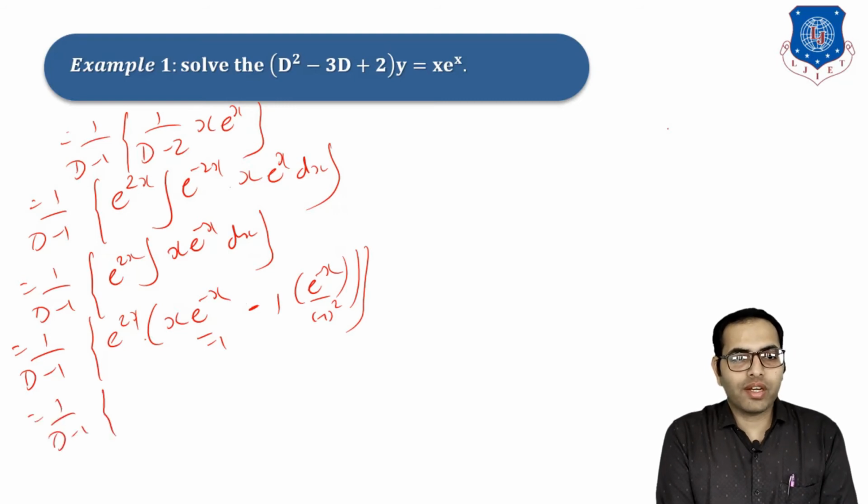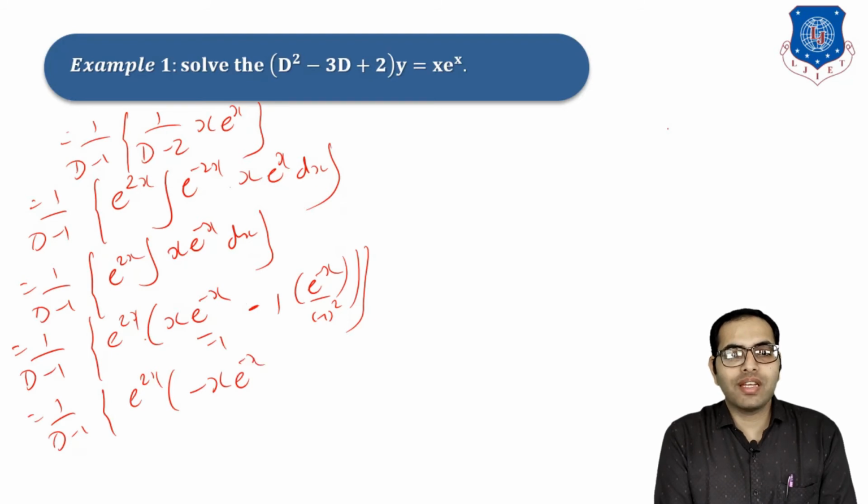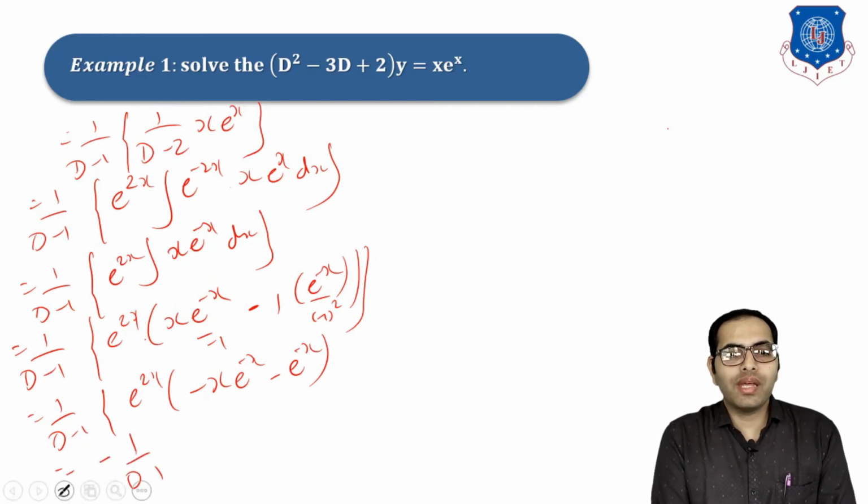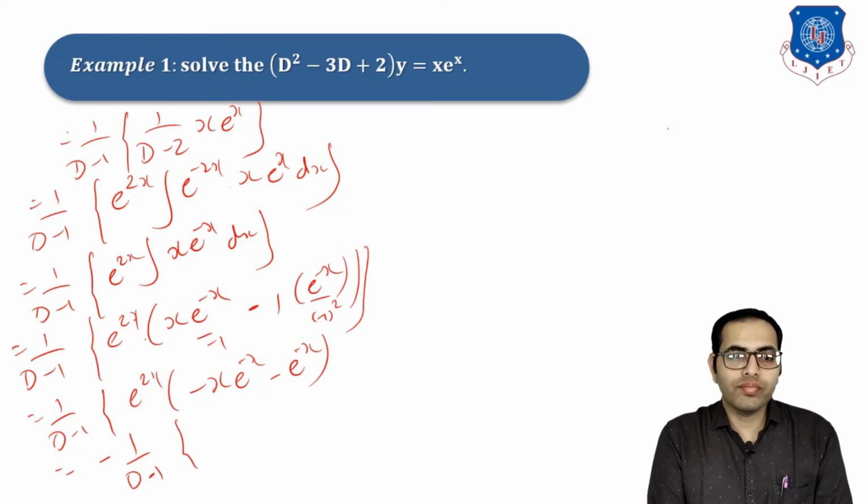Now simplify that term: e^(2x) kept as it is, minus x e^(-x) minus e^(-x). Here the minus sign and e^(-x) will be common out. Then minus 1 upon (D - 1) (x + 1) into e^(-x).